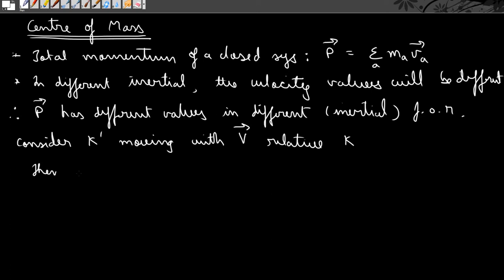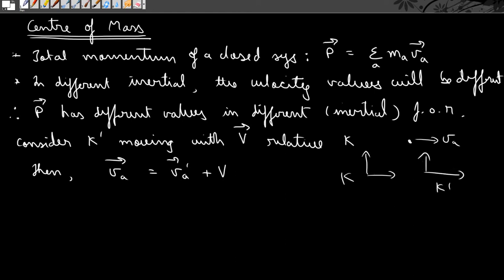Then, using Galileo's transformation formula, we have V_A equal to V_A dash plus V. This is because if we have a particle moving with velocity V_A and I observe it with two different frames of reference K and K dash, where K dash is moving with respect to K with velocity V, then the velocity observed by K will be the velocity observed by K dash plus the velocity of the frame K dash itself. That is what this equation tells us.